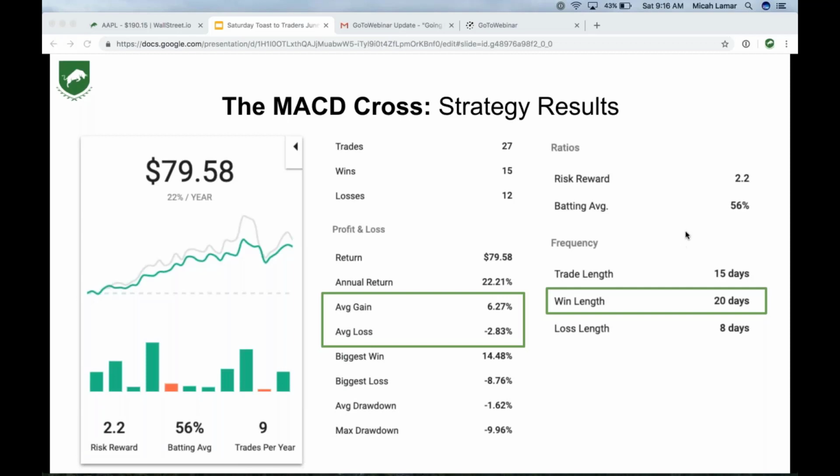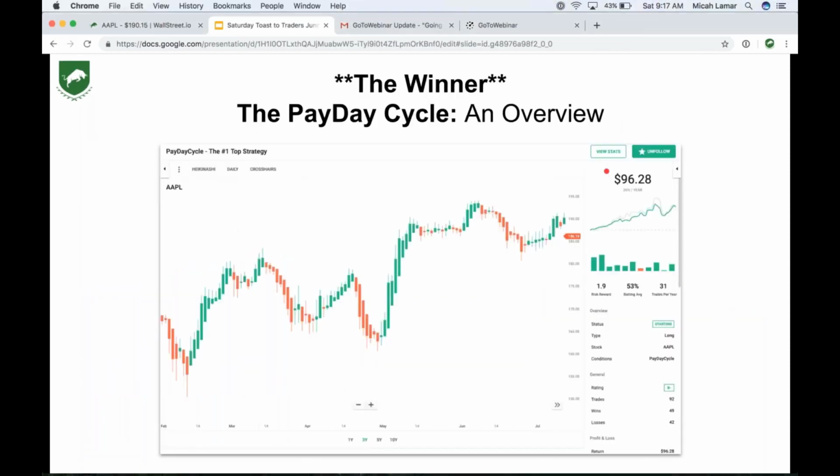All right, cool. Yep, gaps are included in the results. Good question. All right, cool. Great questions, everybody. This is fun. All right, so let's talk about the winner today.